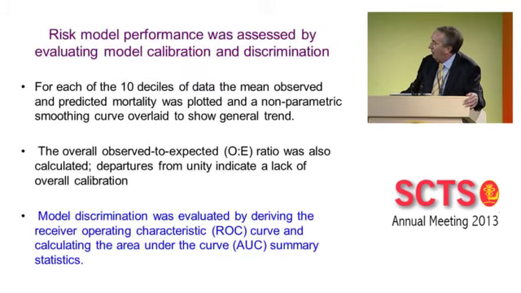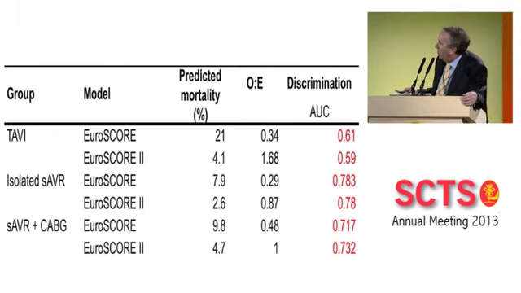Finally, just moving on to risk model performance. I think you're all aware of how these things are compared. If you look at the original logistic Euroscore, you can see that the observed to expected ratios for TAVI, isolated AVR, AVR and CABG are not good, and that's also reflected in the area under the curve. Euroscore 2 performs really quite well in the conventional surgery group in terms of observed versus expected, but does not perform well in the TAVI population.